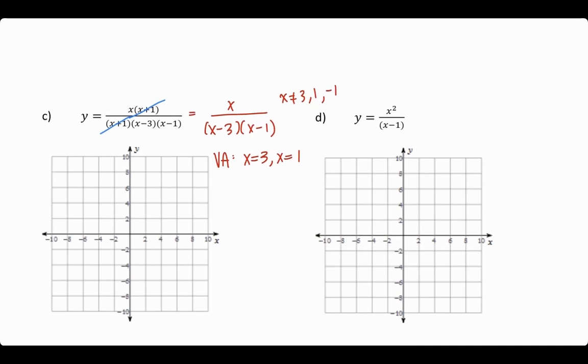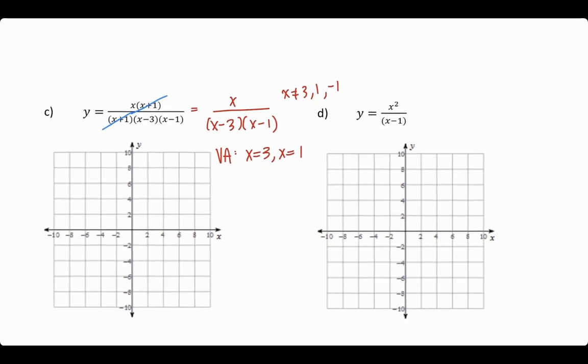Okay. If I look for my hole, the hole happens at what x value? -1. So I'm going to plug -1 in for x, which gives me -1 over (-1 minus 3)(-1 minus 1), which is -4 times -2. It's -1 over 8. So it's at (-1, -1/8). Okay.